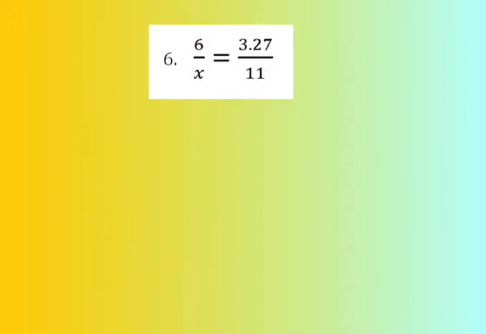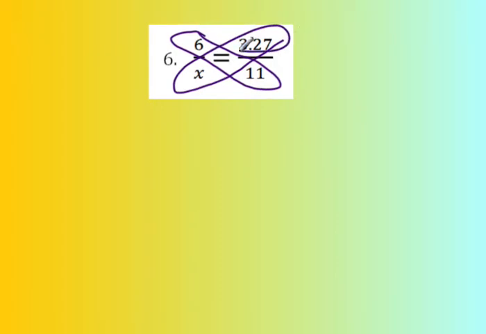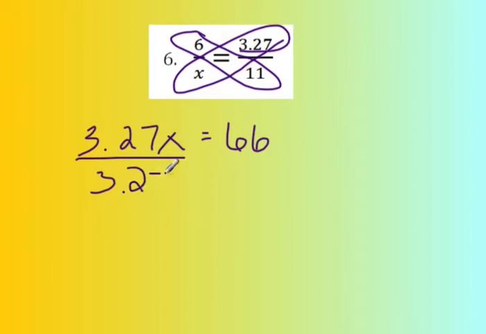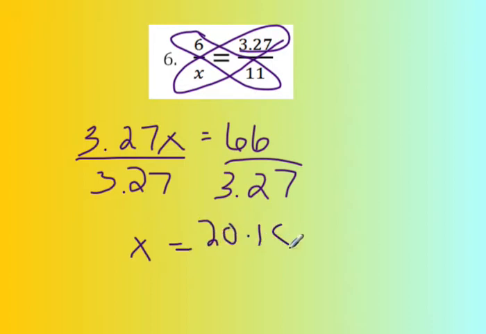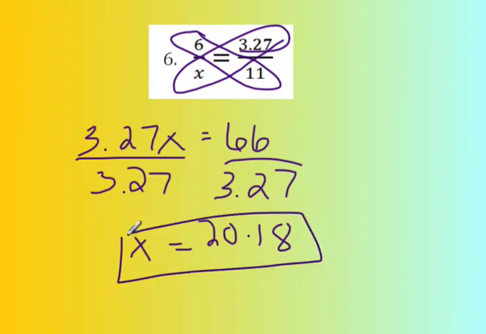Now let's take a look at another one for number 6. You're going to take 6 times 11, and then you're going to take 3.27 times x. Well, 3.27 times x is just going to be 3.27x. Now that's going to be equal to 6 times 11, which is 66. Now that 3.27 is being multiplied by the x, so I'm going to go ahead and divide both sides by 3.27. And when I do that, I end up getting 66 divided by 3.27, which is going to be 20.18. So this right here is your final answer for number 6.